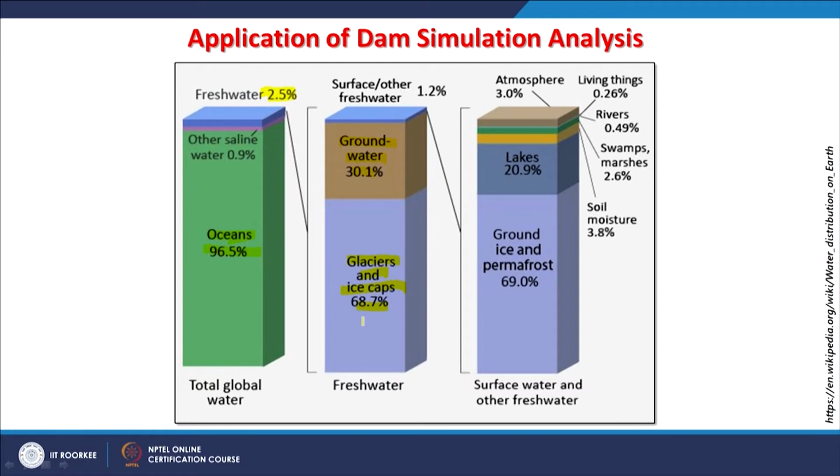And then of the surface water, the fresh water 1.2, this is how it is stored: lakes store about 21%, the ground ice and permafrost about 69%, and river water is just 0.49, because most of the water during monsoon time, say in India, goes as waste and does not stay in the river. But of course, this is the data for the world. So almost the same scenario is in India also.